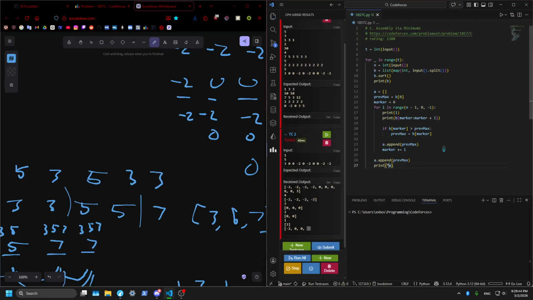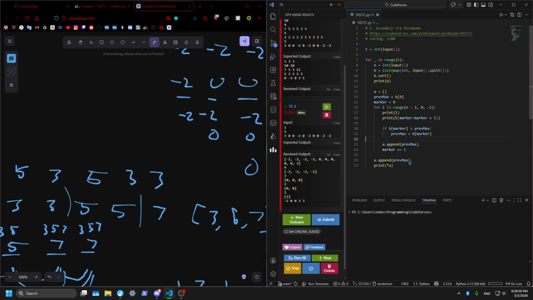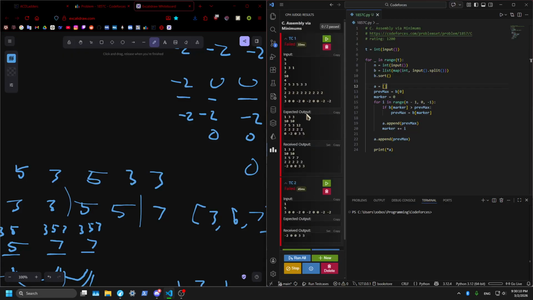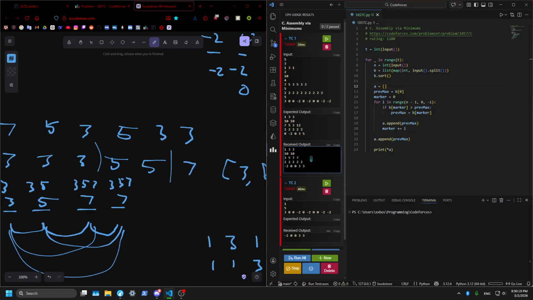Print star a. Okay. So if this is working, we should be able to remove all of this stuff. Okay. 1, 2, 3, 10, 10. 3, 5, 7, 7. 2, 2, 2, 2, 8. Okay. I think this works.